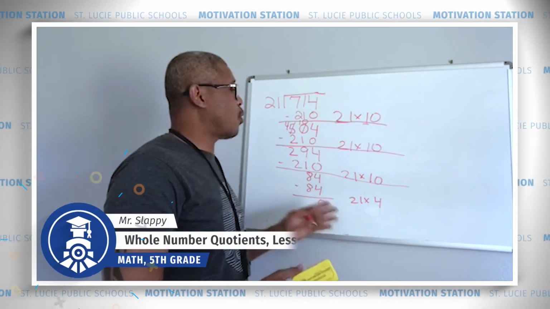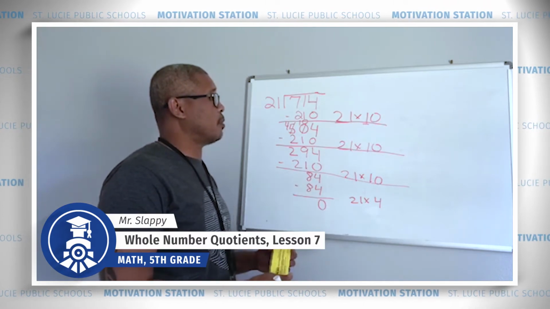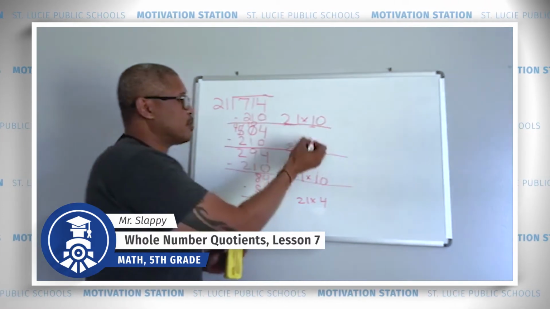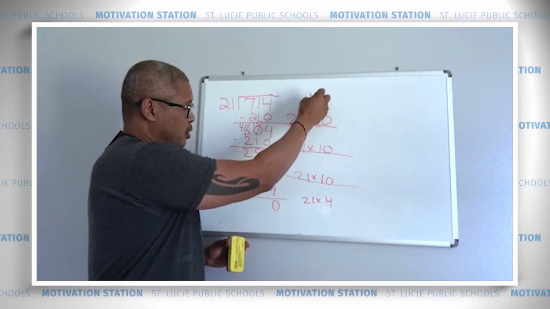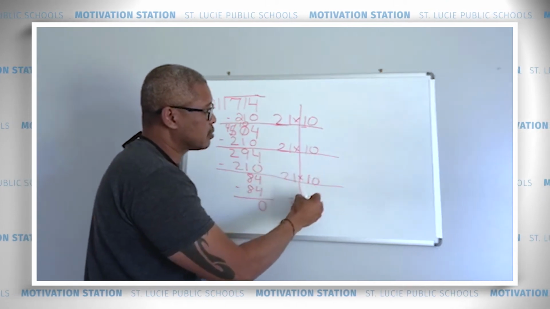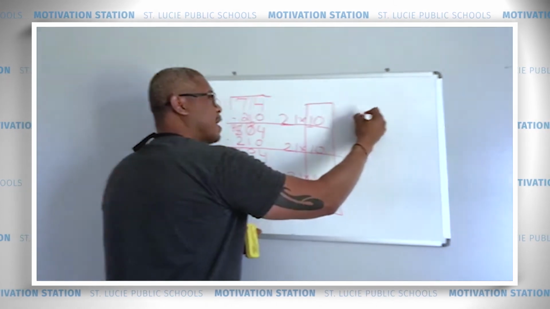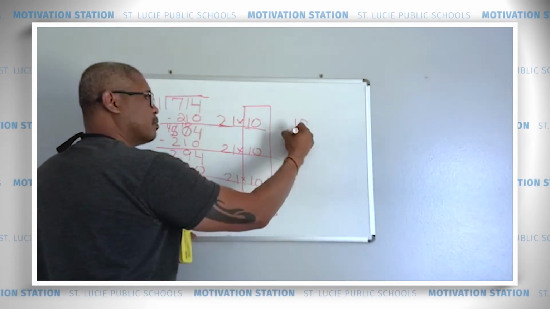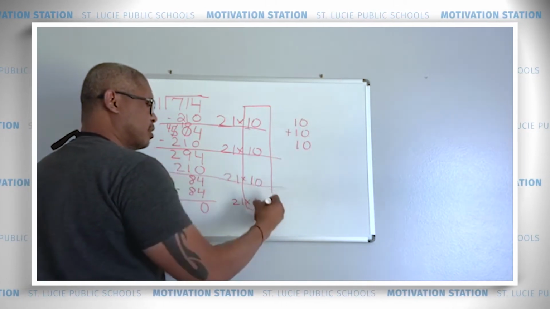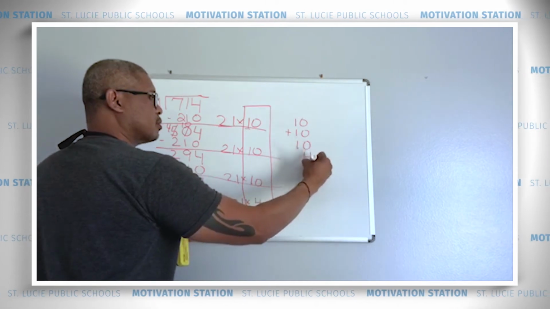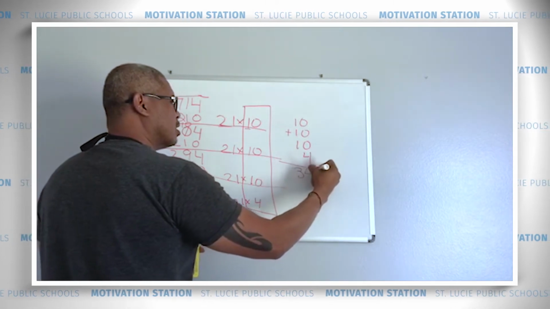Now, how do I figure out what my quotient is? The quotient is the answer to a division problem. I kept track of all of the multiples that I used. I used multiples of 10 and this 4. So I simply add all of these up: 10 plus this 10 plus this 10 plus this 4. When I add all these up, I get 34.